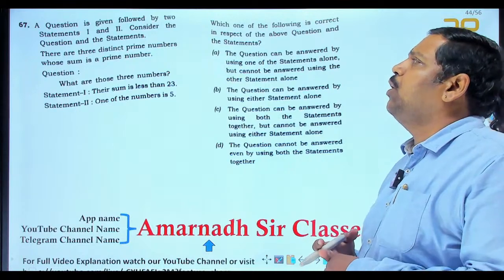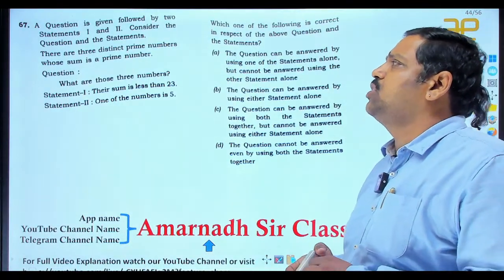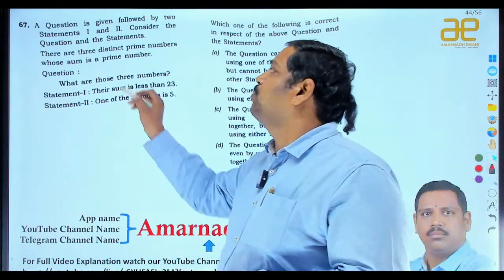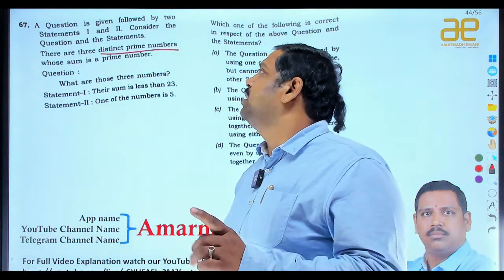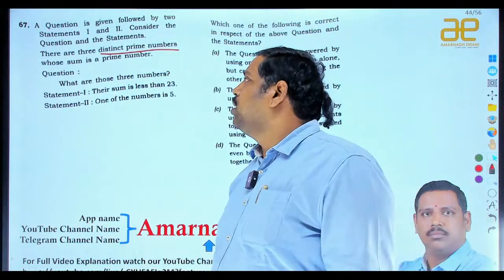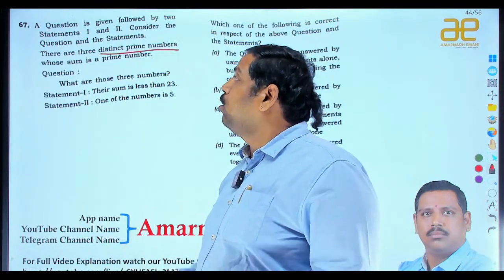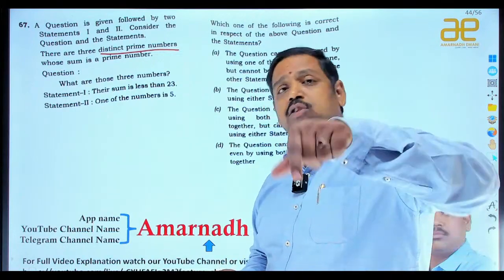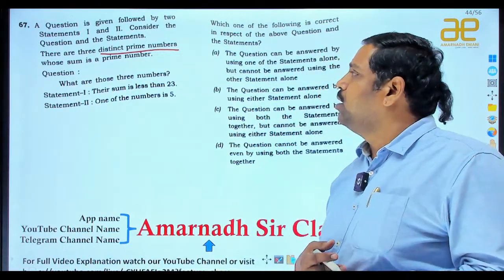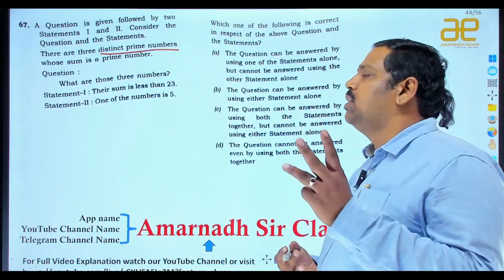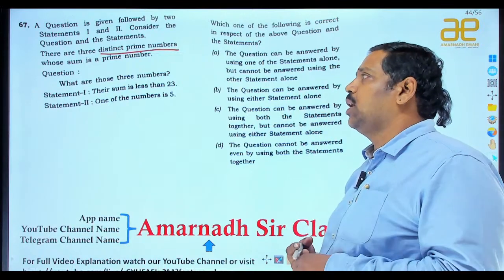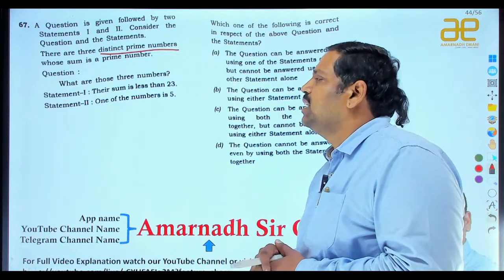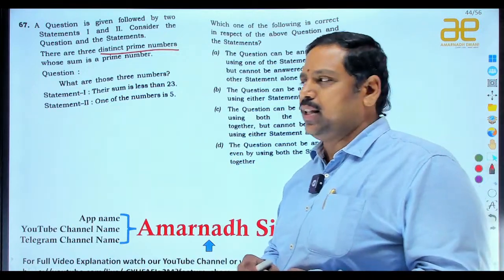A question followed by two statements, 1 and 2. Consider the question and statements. There are 3 distinct prime numbers. Underline the words distinct prime numbers. All are prime numbers and all are distinct. Whose sum is a prime number? Oh my God. Prime numbers we have 3. Those 3 prime numbers, their sum is also a prime number. Oh, superb question. What are those 3 numbers? Okay, those 3 numbers you want. Statement 1: their sum is less than 23.